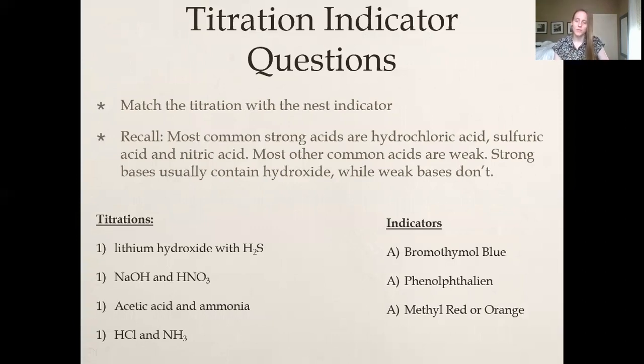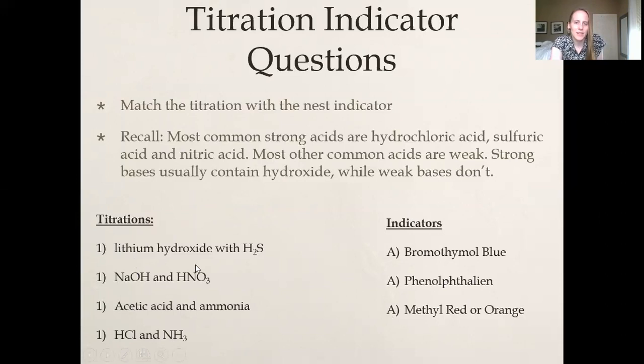So on a test or quiz, you will have to be able to tell me, based on either a titration curve or me just telling you what two compounds are being titrated, which indicator to use. You will not have to differentiate between methyl red and methyl orange, but you'll have to know if you should be using bromothymol blue, phenolphthalein, or one of the methyls. So take a moment now to see if you can figure out for each of these titrations which indicator you should be using. So pause right now and figure that out, and then I'll go over it.